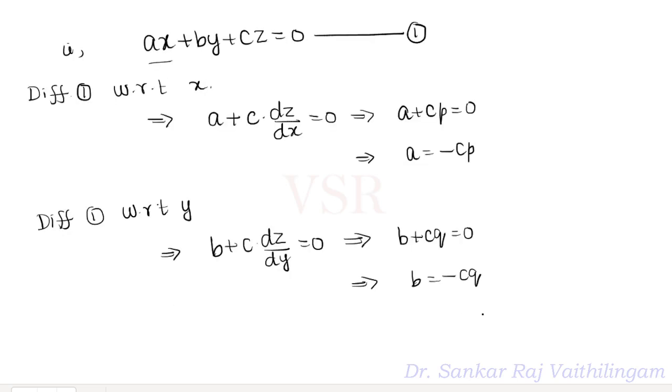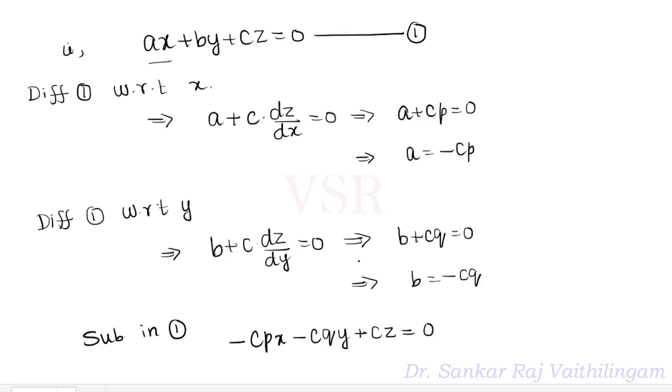Now, shall we bring this and substitute in 1? Substituting in 1, what do we put in place of a? Minus cpx, minus c q y in place of b, okay, plus c times z, which is equal to 0.